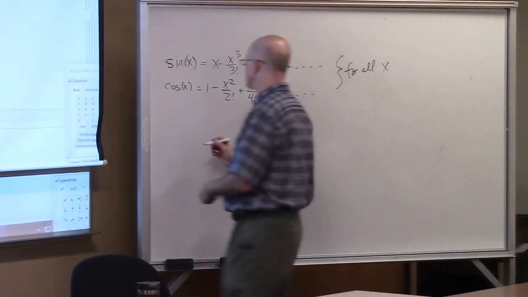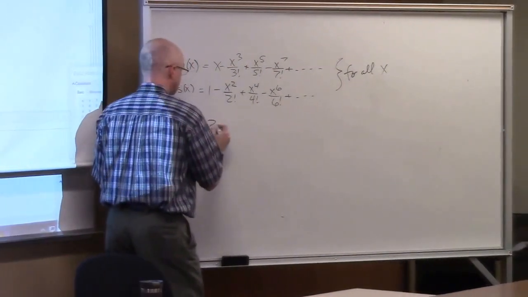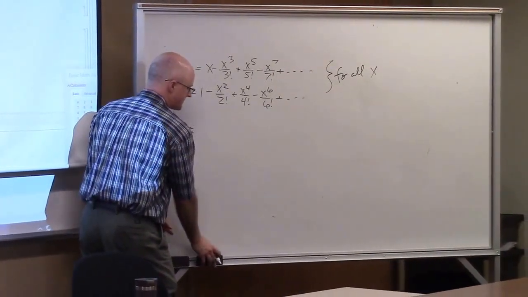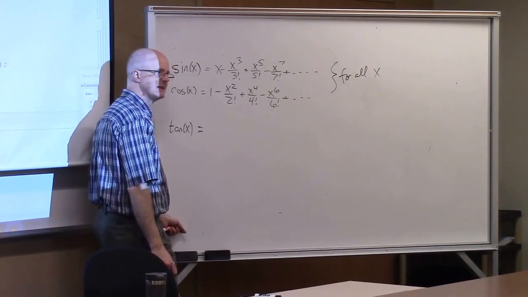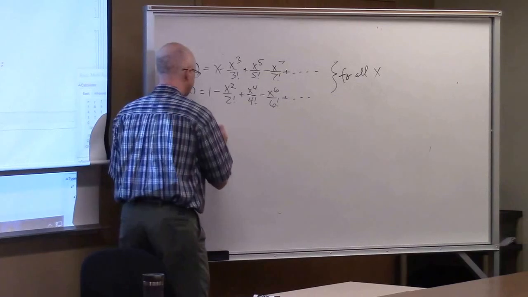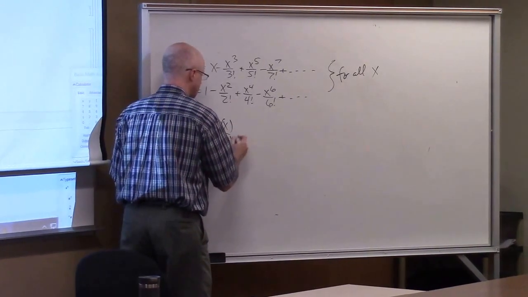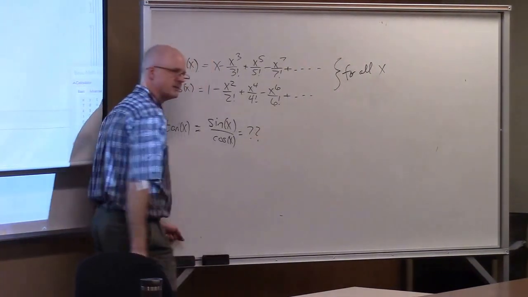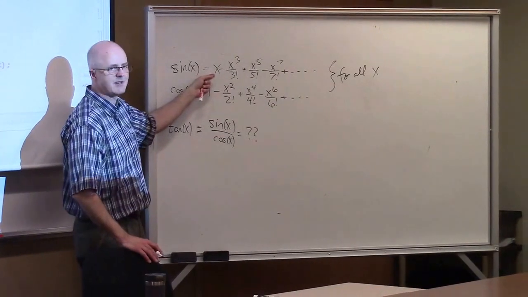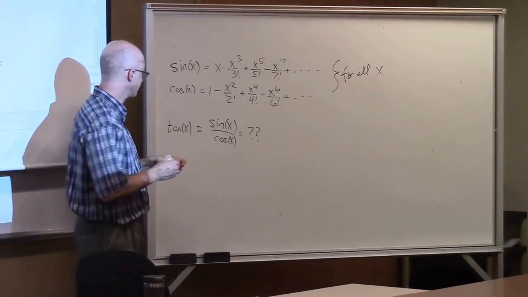I can now use these equations to find, say, the first 3 non-zero terms of the Taylor series for tangent of x when a is 0, using the fact that tangent of x is sine of x divided by cosine of x. So I'm going to take this infinite series and divide by this infinite series. It's not as hard as it sounds.